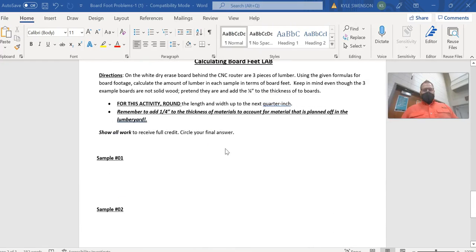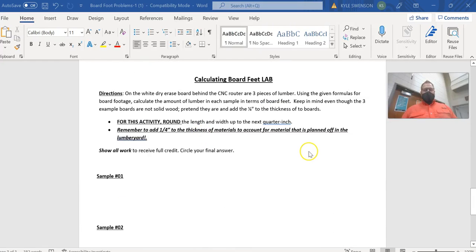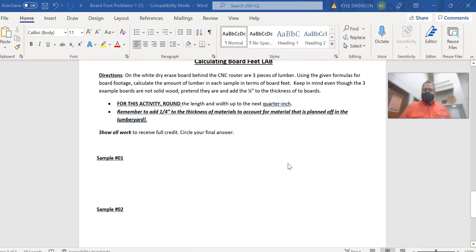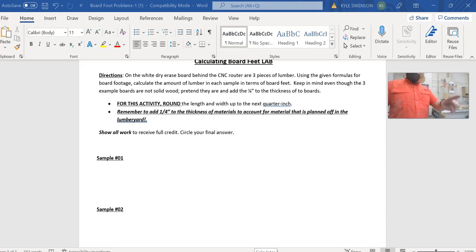Then lastly, you're going to be doing this board foot lab. So on the whiteboard, see if you can see it, there are 3 pieces of wood over there, right underneath the flag. And those pieces of wood all have a number on it. So there's sample 1, 2, and 3.